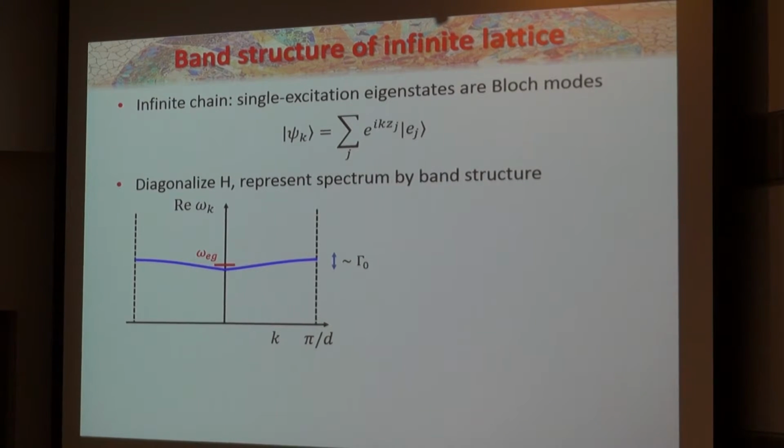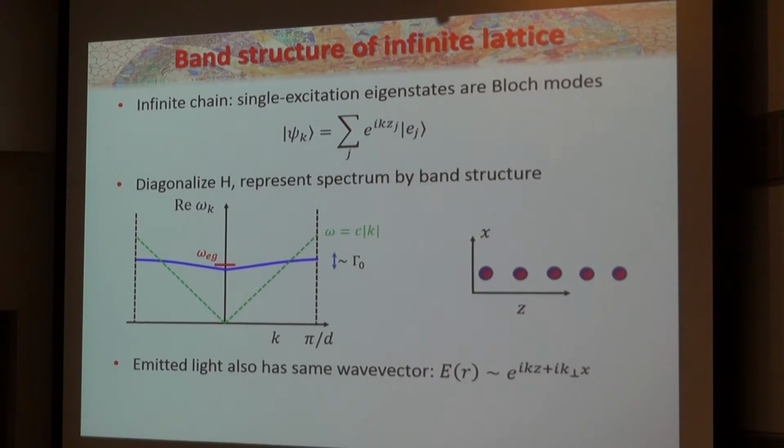And then this gamma naught is a few megahertz, which is completely flat. Okay? So you basically have a very flat band for these atomic states. There's a second set of lines which is important to draw in, which is the free space dispersion relation of light, omega equals ck.